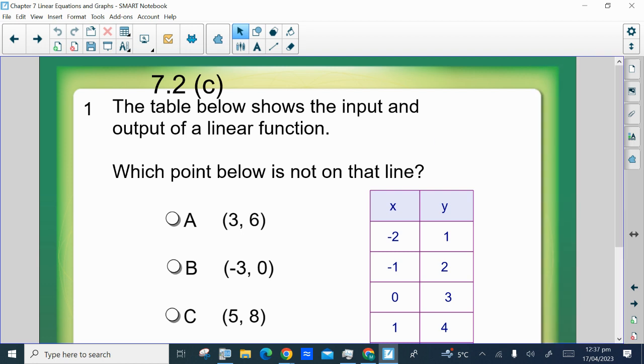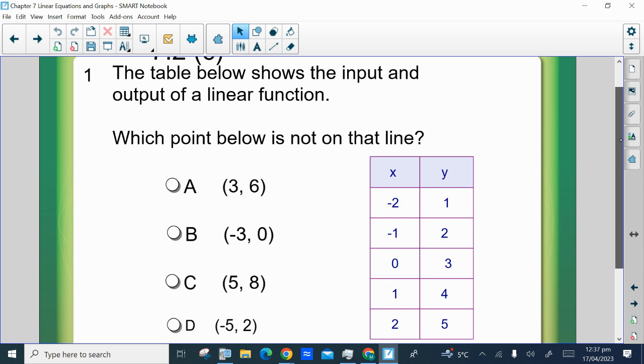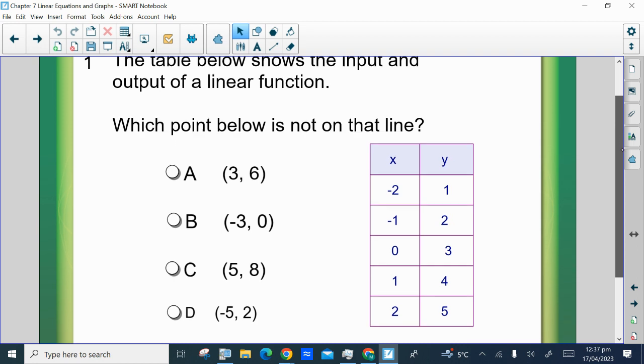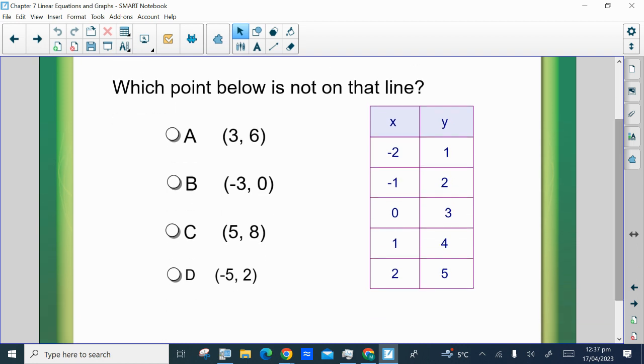So, just as a review, the table shows the input and output of a linear function. The input would be the x, the output would be the y's. Which point below is not on that line? So we're told that it's a line, which means that the rate of change is constant. All right? So if you look and see what's happening here, the x values are increasing by 1 as you go down the list. The y values are also increasing by 1 as you go down the list. So you can continue that pattern.